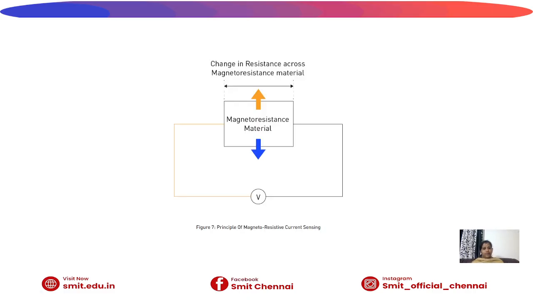Here is the magnetic material, the resistance material, maybe anything. There is a change in resistance across the magnetoresistance material. If the resistance increases, then this material, maybe a displacement or a speed, anything, if we consider speed, the speed is increased. The change is proportional to the change in resistance across the magnetoresistance material. So this is the principle of magnetoresistive current sensing.